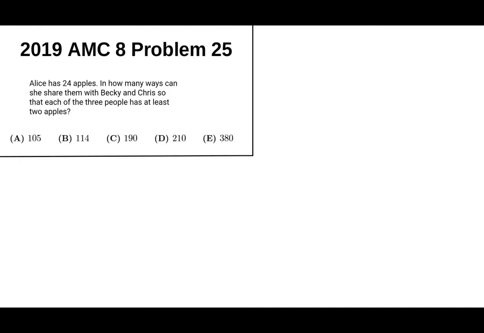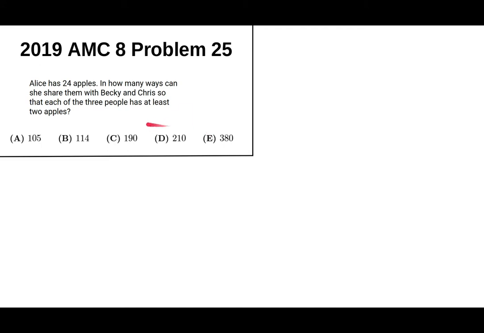Today I'm going to be presenting 2019 AMC problem number 25. Alice has 24 apples. In how many ways can she share them with Becky and Chris so that each of the three people has at least 2 apples?